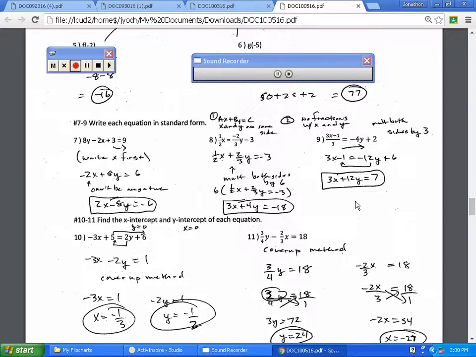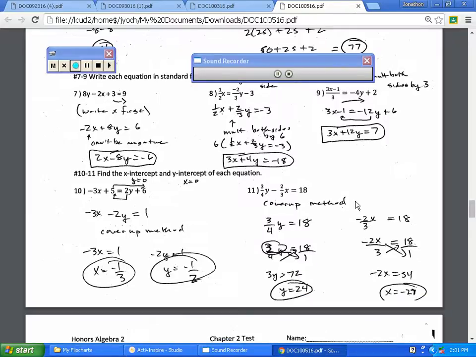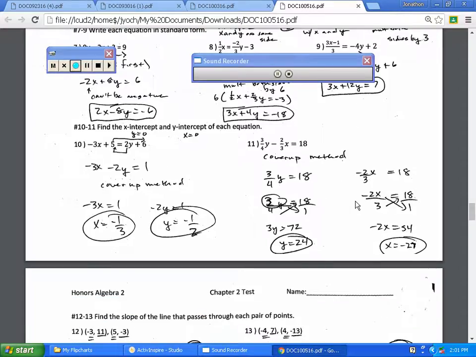Guys, on 9, just multiply both sides by 3. You get 3x minus 1 is -12y plus 6. Add the 12y over while adding 1 to both sides, and you're in perfect standard form with 3x plus 12y equals 7. Number 10, the x-intercept is when y is 0. The y-intercept is when x is 0.